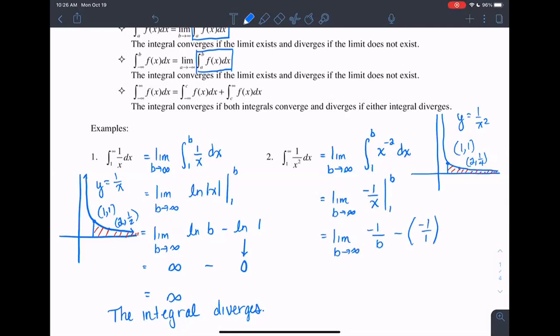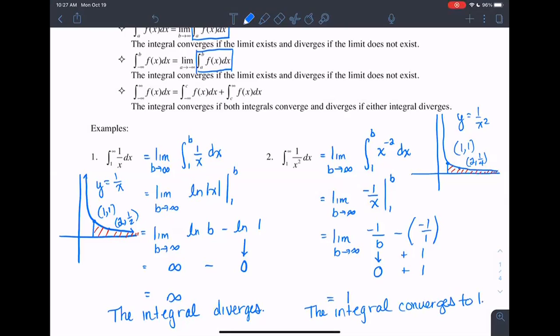And what's happening here? So as b gets large, 1 over b heads off to 0. And then this is just a plus 1. And that limit is 1. So in this case, the integral converges to the number 1.